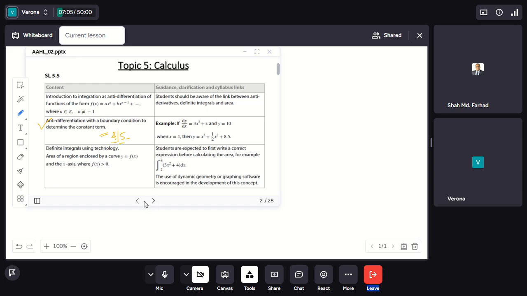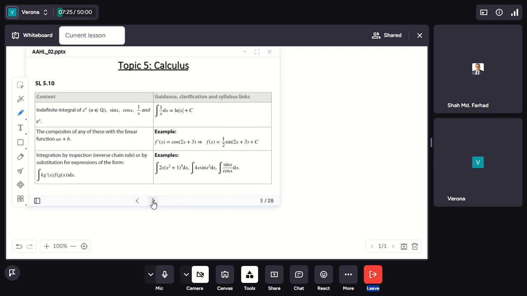on definite integral, that is area enclosed by a curve, where if it is on paper 1 then you can't use calculator, you can't use your GDC, but if it is on paper 2 you can easily use GDC.